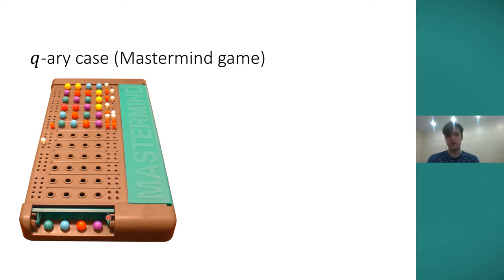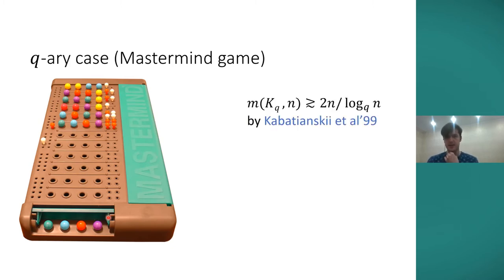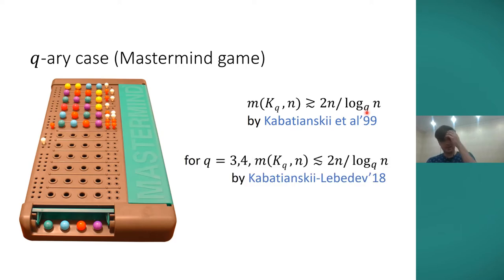What was known up to our paper is, again, Kabatiansky et al. showed that it's possible to generalize Erdős-Rényi arguments, and they show that this metric dimension is at least of order n over log n. This log n is in base q already. As for constructions, Kabatiansky and Lebedev showed that this problem for some small q can be reduced to another concept introduced by Lindström. As far as I remember, it's called detecting matrices or resolvable matrices. But for larger q, it's no longer possible to show this reduction, as far as I know.